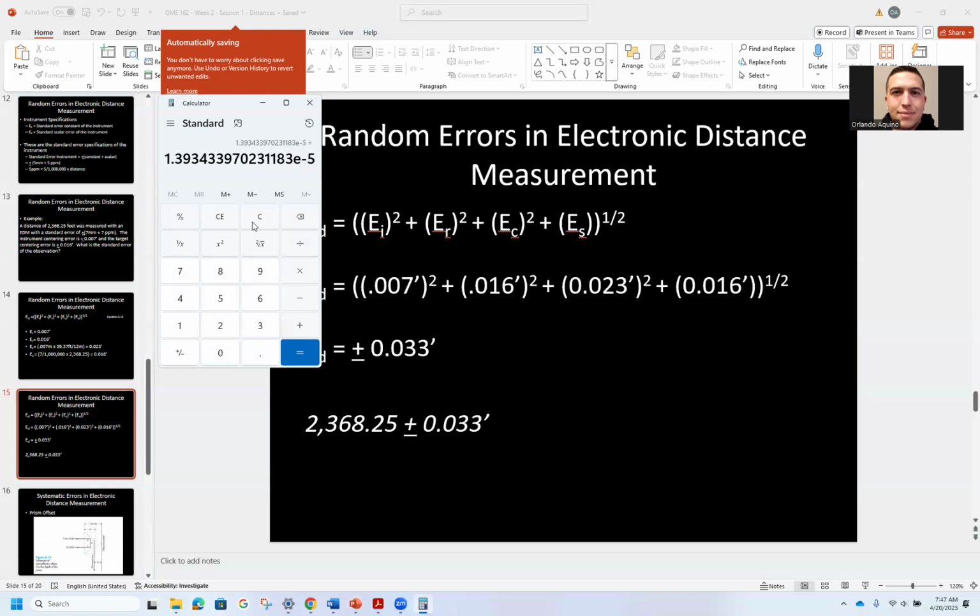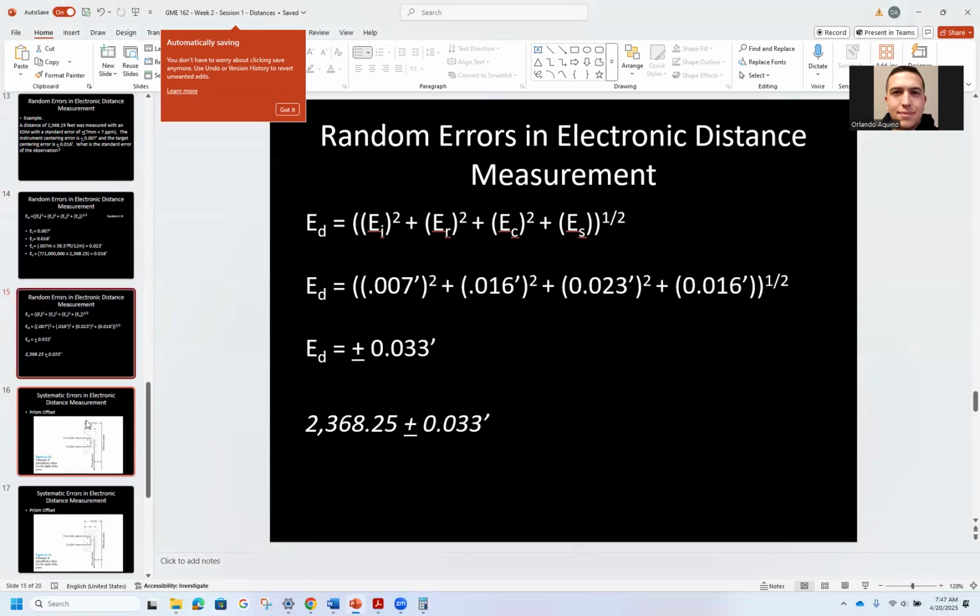2368.25 divided. All right, well, what's that? That's in decimal. So let's put that as a fraction. So for one part measured, that's per 71,000 parts, or the ratio of 1 over 71,000. That's actually really good, over that distance.